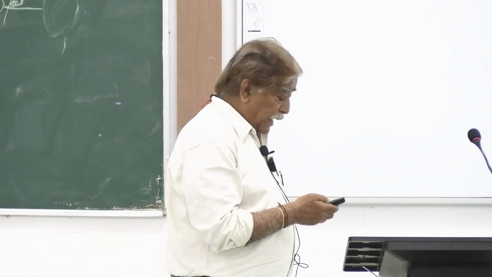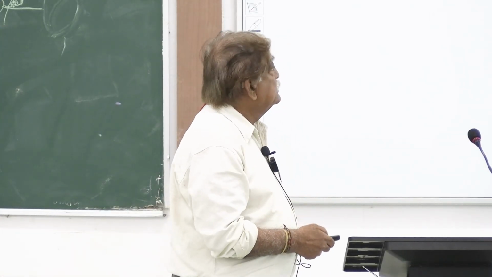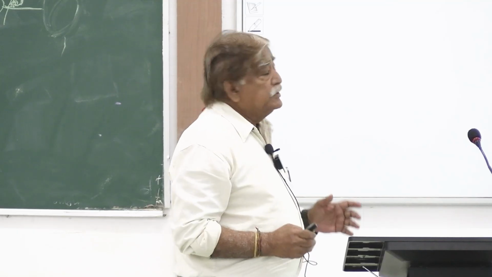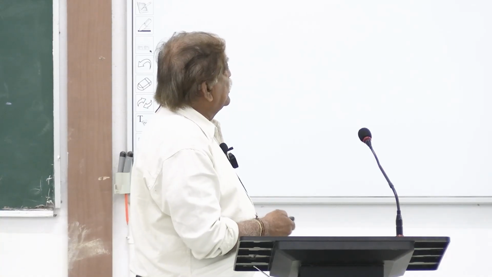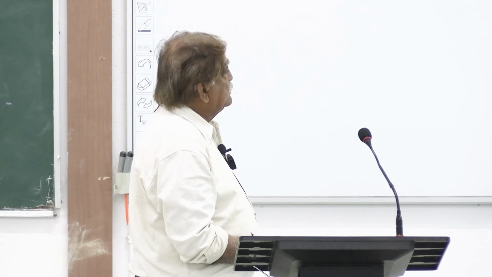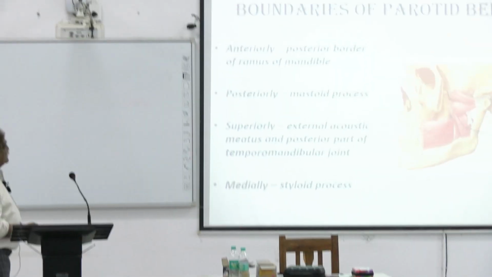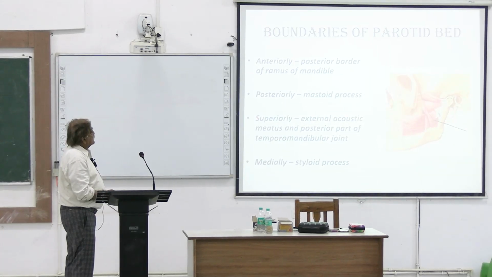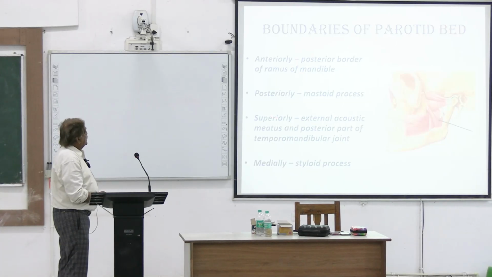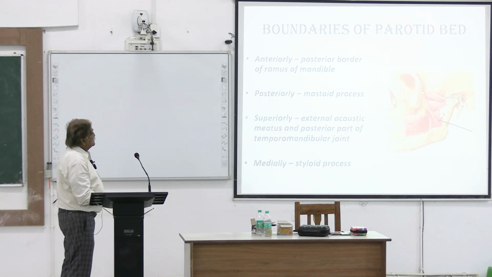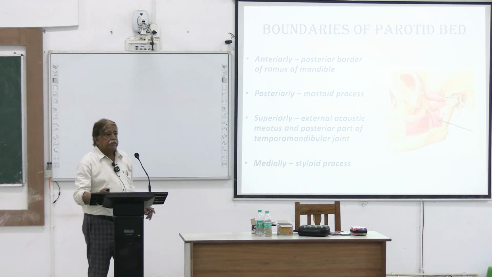Now, parotid and the submandibular gland. The boundaries of the parotid bed: anteriorly, the posterior border of the ramus of the mandible; posteriorly, the mastoid process; superiorly, the external acoustic meatus and the posterior part of the temporomandibular joint, in short form, TMJ.